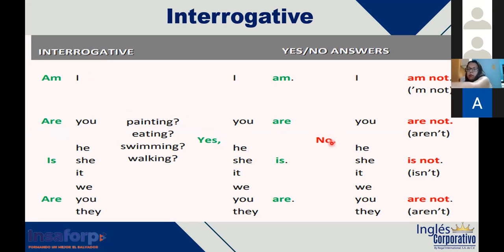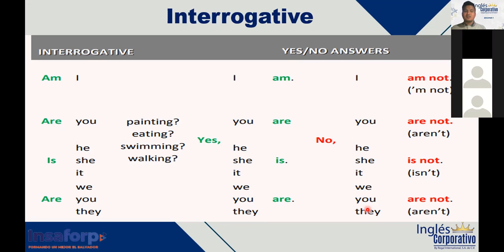Yes, I am. Or no, I am not. Or I have a second option that would be no, I'm not. Okay. Is she swimming? Yes, she is. No, she is not, or no, she isn't. Are we walking? Yes, we are. No, we are not, or no, we aren't. Is there any volunteer that would like to help me reading all these interrogatives? Teacher. Okay, Nidia, help me. Please, all of them, and try to give me a positive or negative answer.